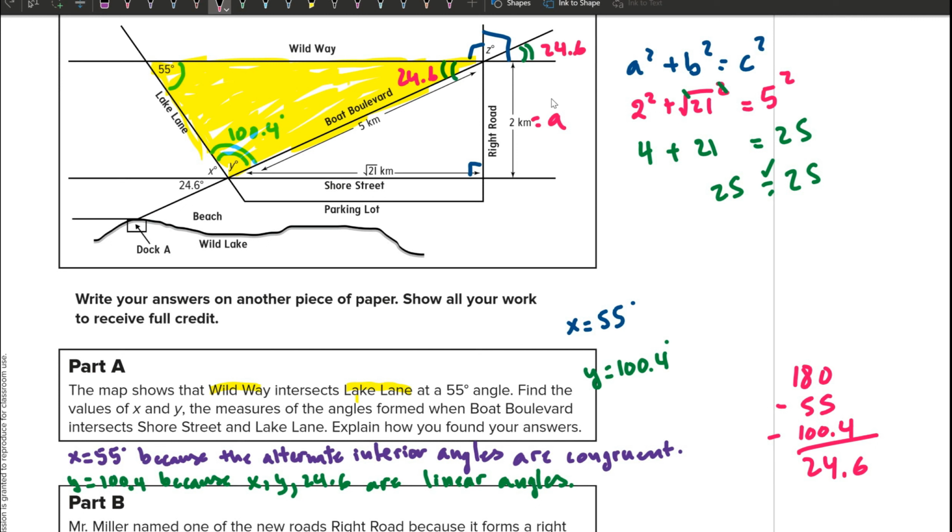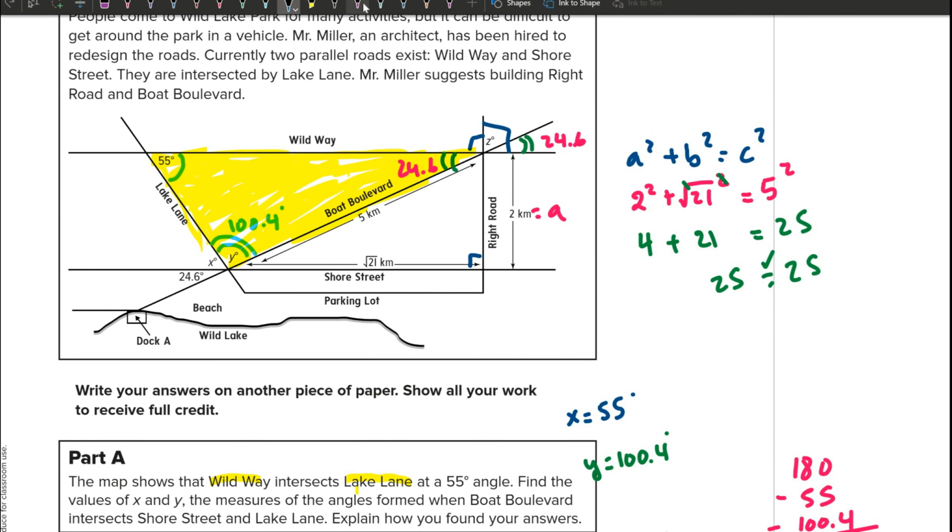Earlier we said Right Road crosses Y Way at 90 degrees. So to find Z, you take 90 minus 24.6. To solve for Z, it will be 90 degrees take away 24.6. That will be 65.4. Okay, 65.4 degrees.